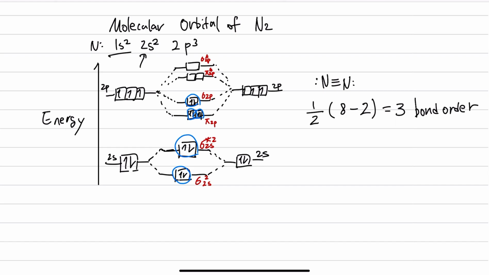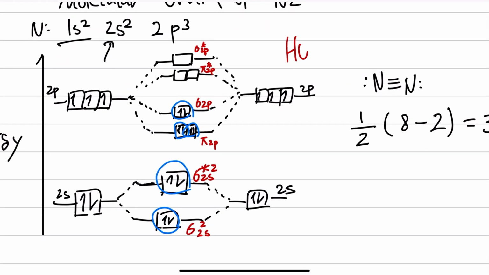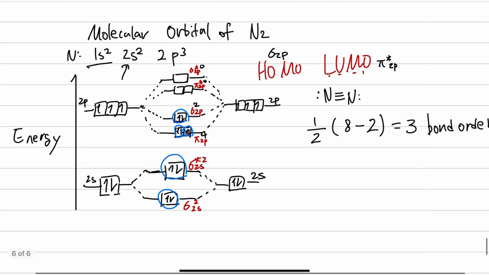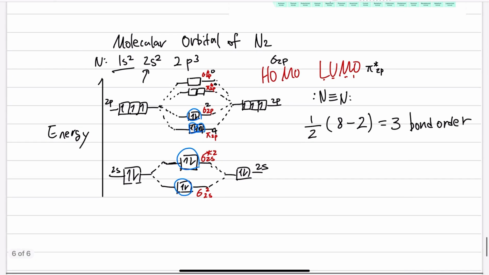So that's pretty much it. Okay, we can also talk about the HOMO and LUMO. HOMO stands for highest occupied molecular orbital, whereas LUMO is the lowest unoccupied molecular orbital. So the HOMO would be sigma 2p2, pi 2p2, pi 2p4 here, then 0, 0. And the LUMO would be pi star 2p0, or more like pi star 2p. So that would be the molecular orbital of N2.